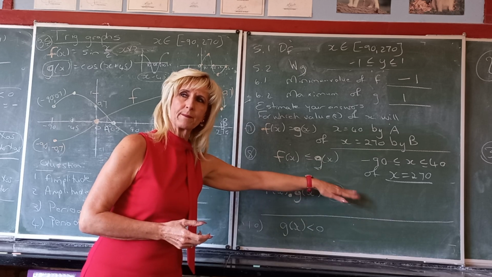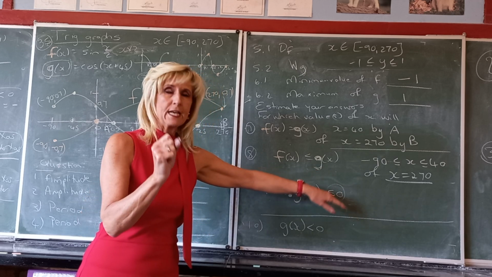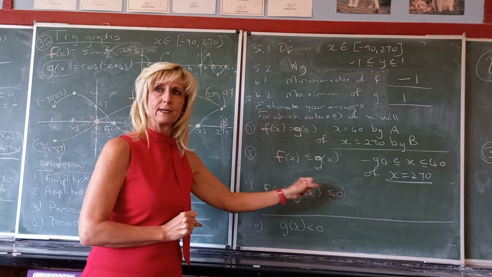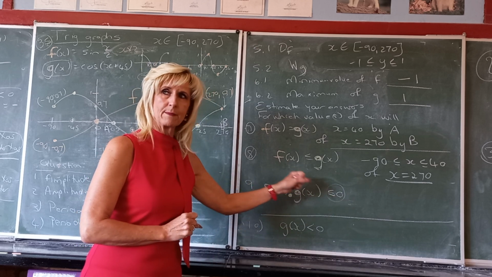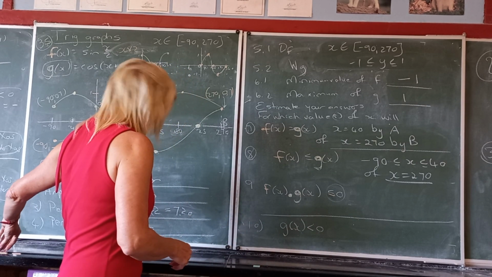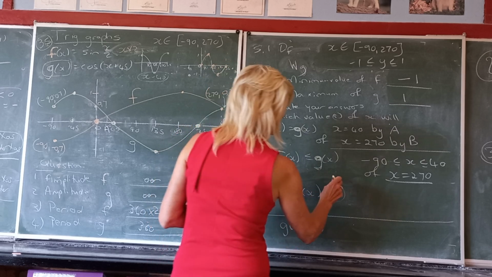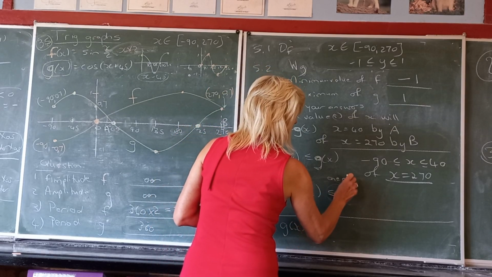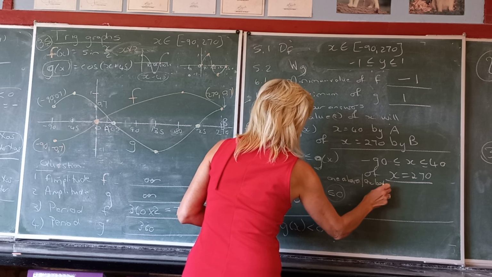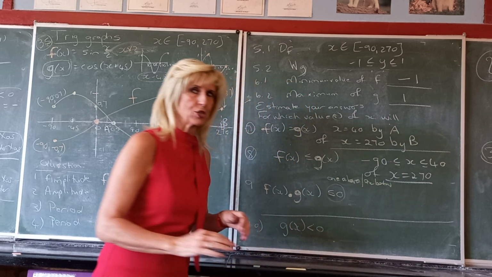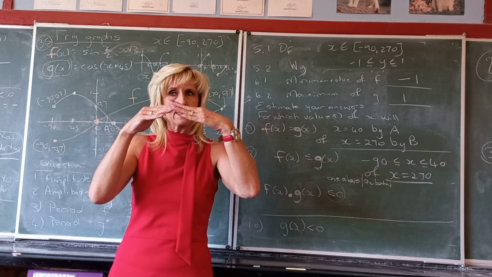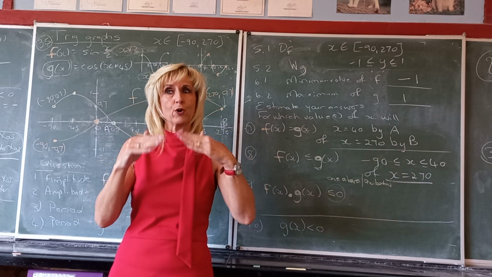It must be negative. So for negativity, it means I've got to have a plus times a minus, or a minus times a plus. What does it mean in plain English? One must be above the x-axis and one below. One above and one below. In plain, simple English. So when we look at the graph, the one must be at the same time at the top of the x-axis, where the other one is at the bottom.